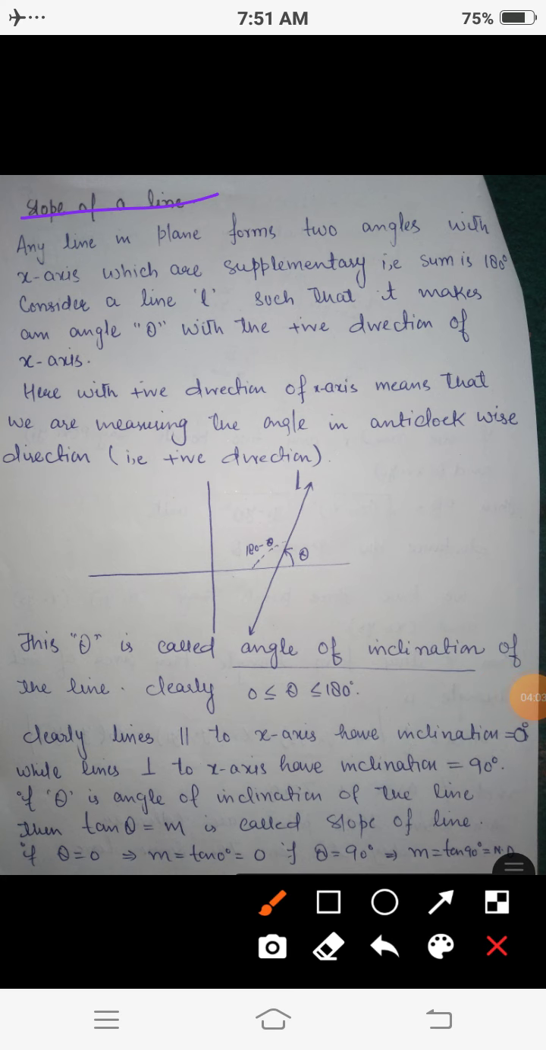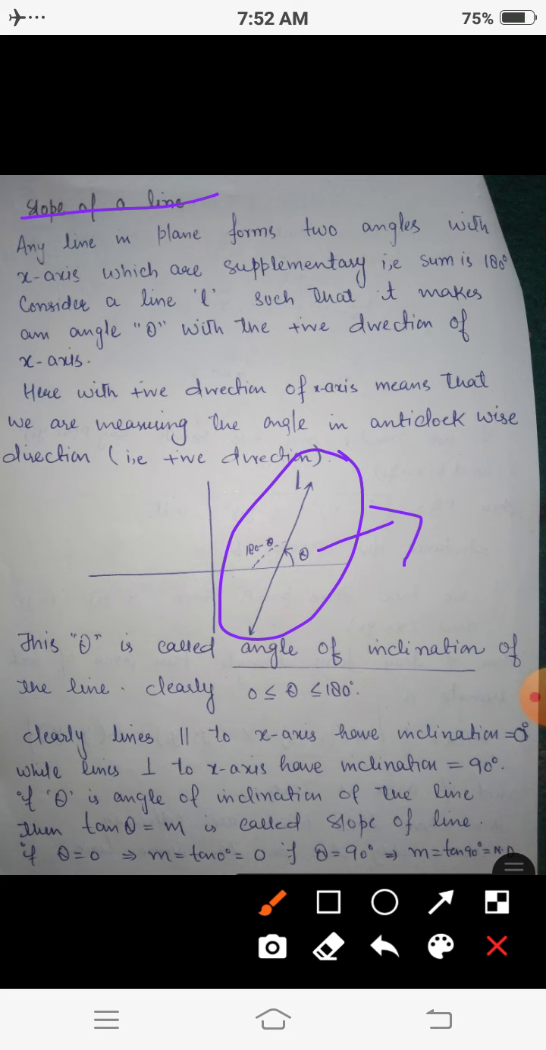Any line in the plane forms two angles with the x-axis. If we have this line in the plane, it forms two angles with the x-axis. Suppose one is theta, which it makes with the positive direction of the x-axis, and the second one is 180 minus theta, because it is a straight angle, and we divide this straight angle into two parts: one theta, the second one 180 minus theta.